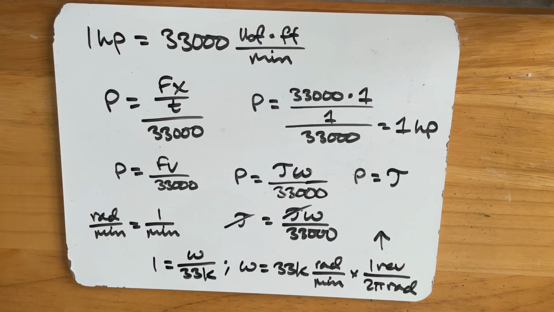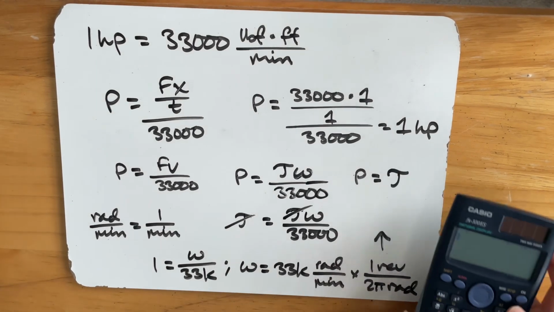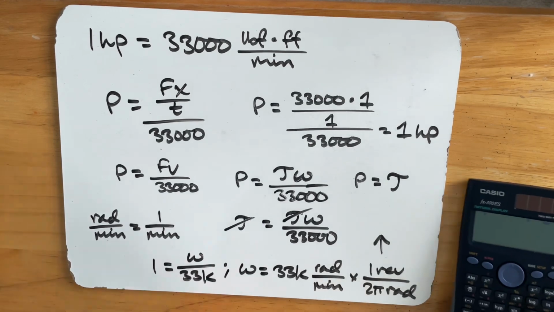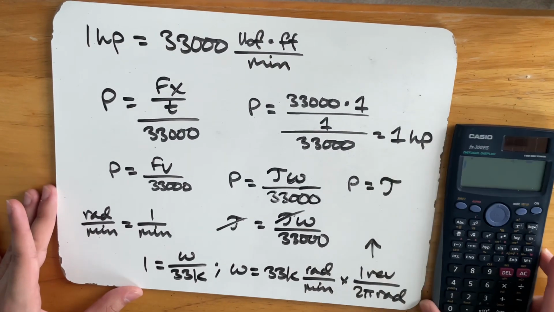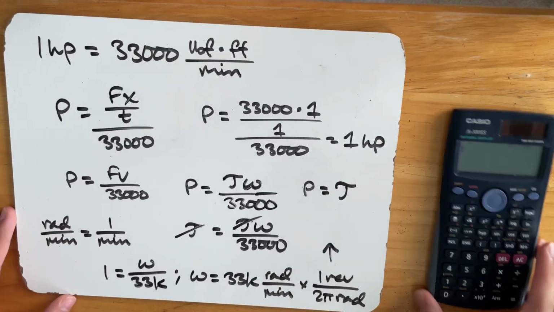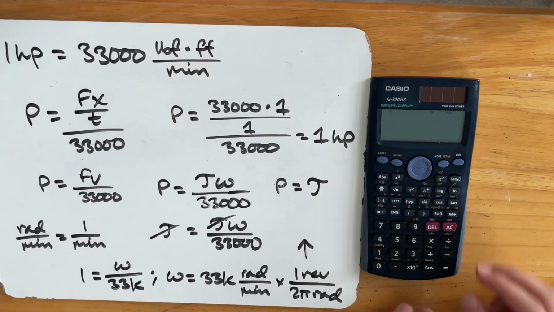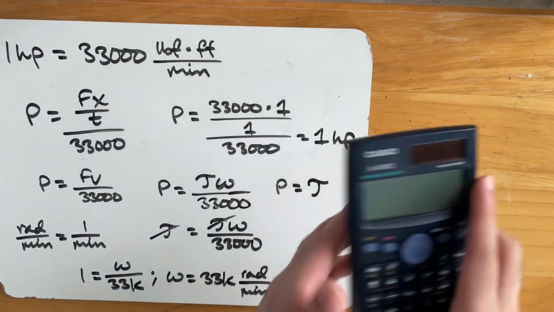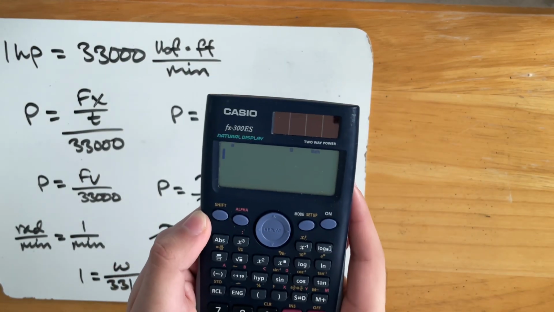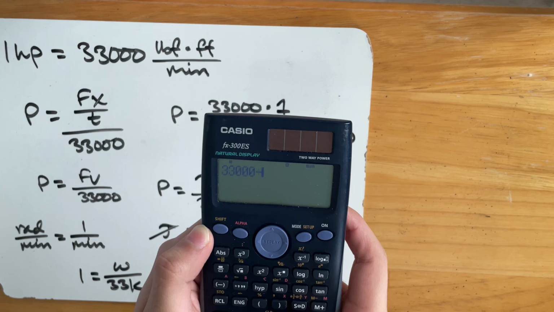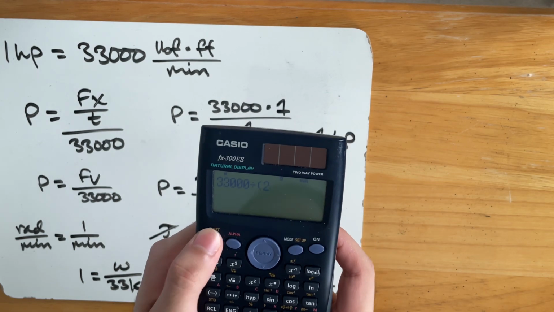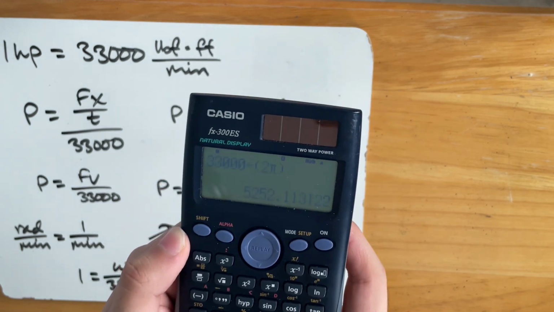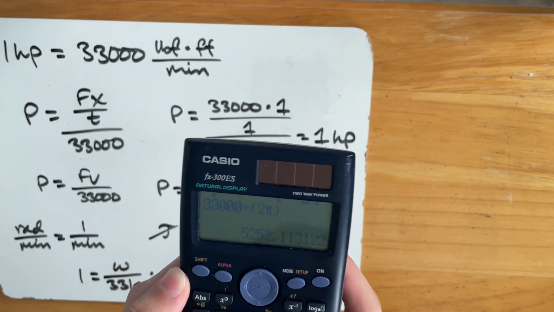So I'm going to whip out my calculator. To convert this to RPMs, we need to take our 33,000 divided by 2 pi. Hopefully you can see my calculator. You should be able to see the magic I'm about to do. So I'm going to take my 33,000 divided by 2 times pi, and let's see what that comes out to. Look at that, 5252 and a little change.